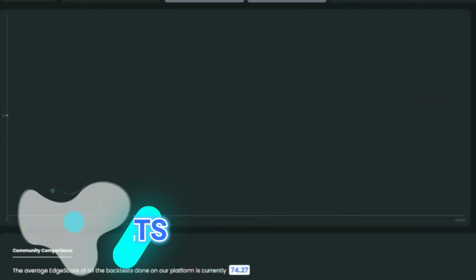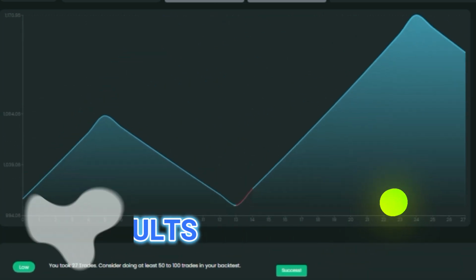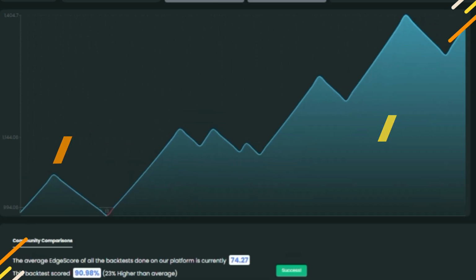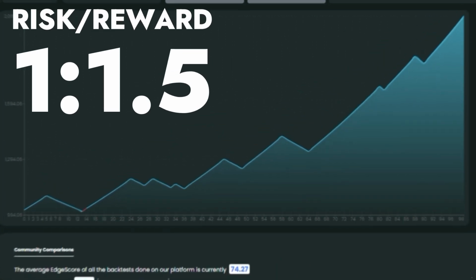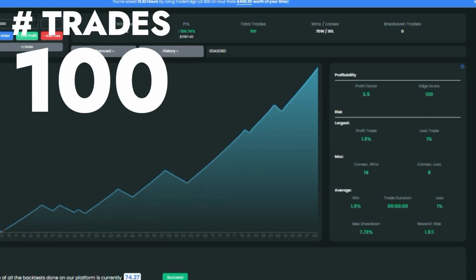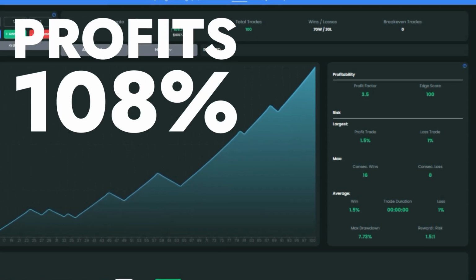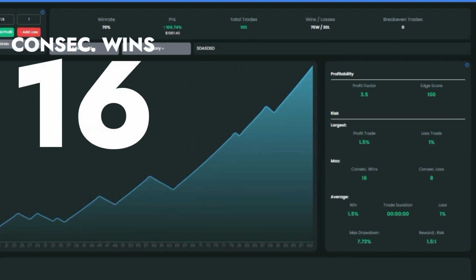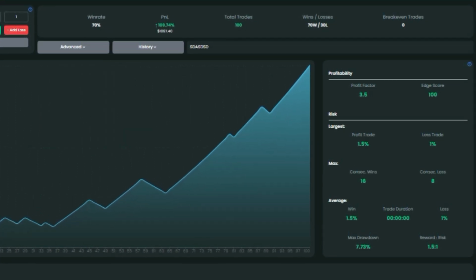Alright traders, check this out. We took our strategy for a test drive on the gold chart, keeping it short and sweet with a 15-minute time frame and a risk-reward ratio of 1 to 1.5. You won't believe what happened next. We scored big time with a 70% win rate out of 100 trades and an incredible total profit of 108%. And get this, we even had an epic winning streak of 16 trades in a row against only 8 losses during our 9-week backtesting adventure.